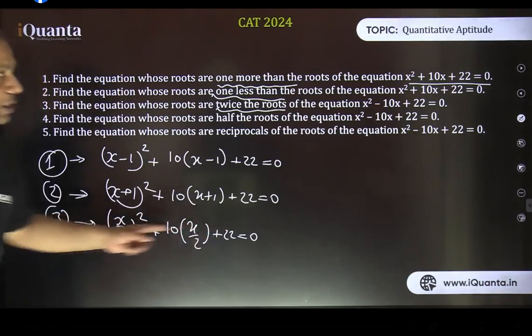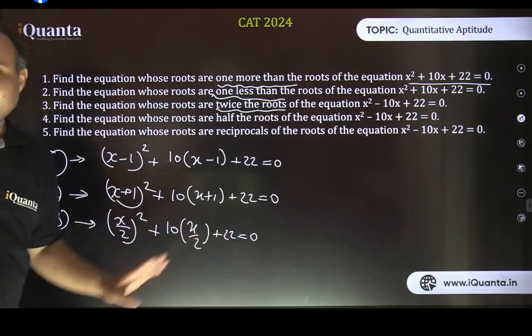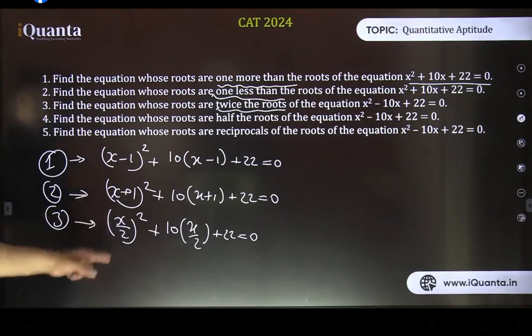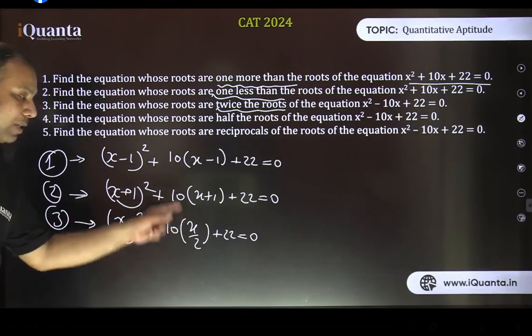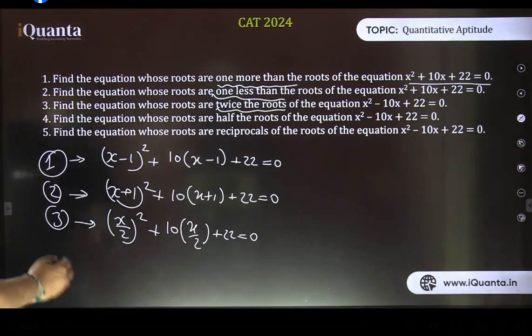In this case, I wanted the roots to be twice, right? So if initially root was alpha, so by putting 2 alpha now, I must get the same answer. If I put 2 alpha, so 2 alpha by 2 will be alpha square plus 10 times same 2 alpha by 2, that is alpha, so 10 alpha plus 22 equal to 0. That's true, right? That's how we are doing. And then similarly, fourth one.